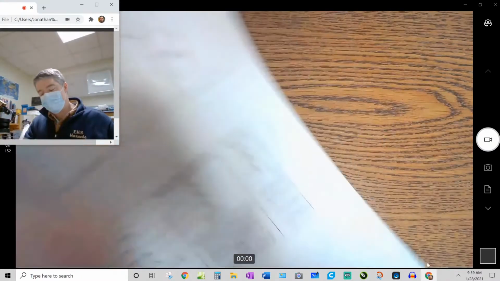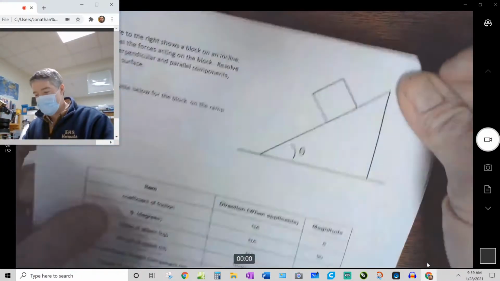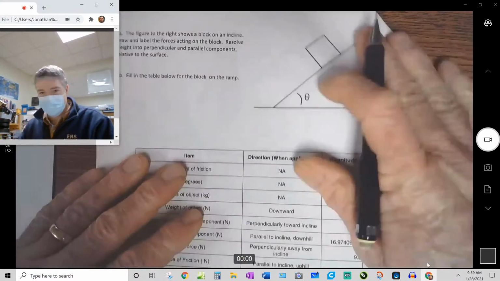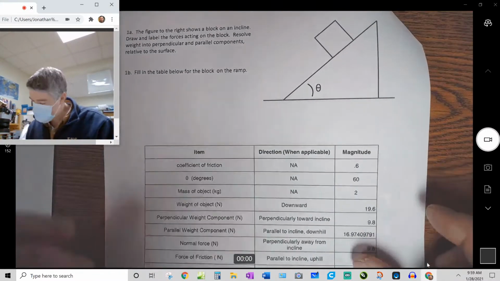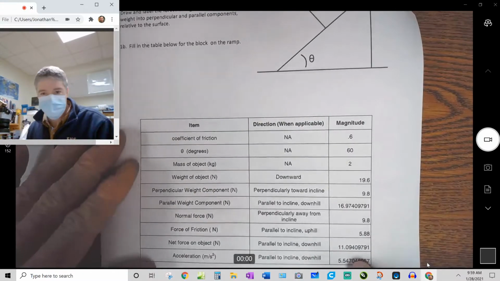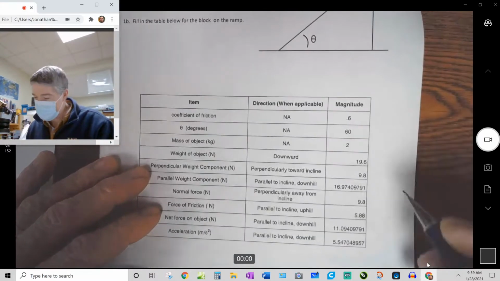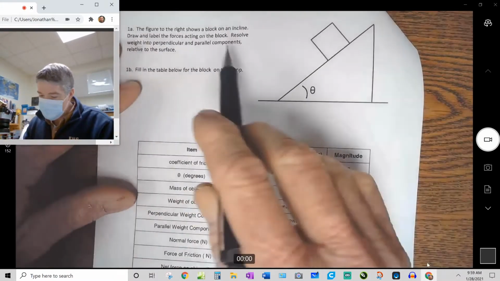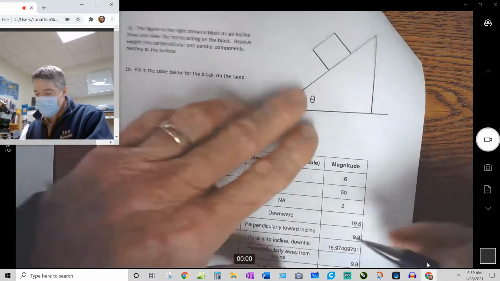With this first one, I really haven't given much in the way of solutions, so I think I'll work through most of this. And here are all the answers, so I've got the answers, I just need to show you how to get the answers. Draw and label all the forces acting on the block.